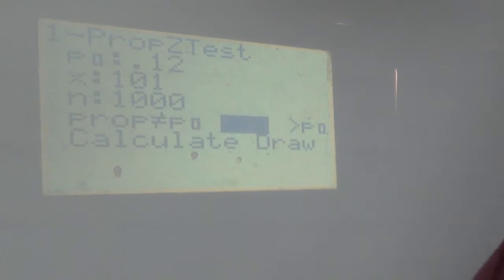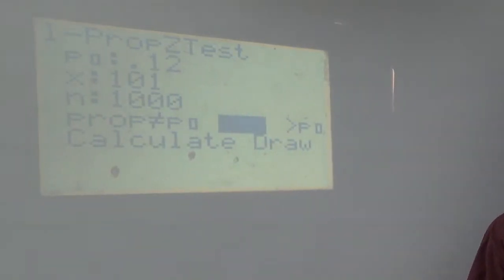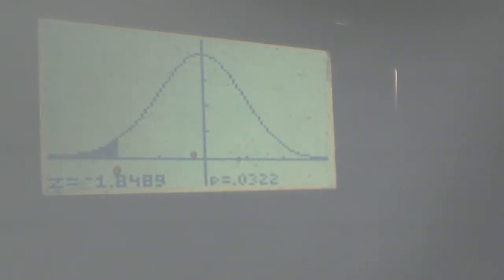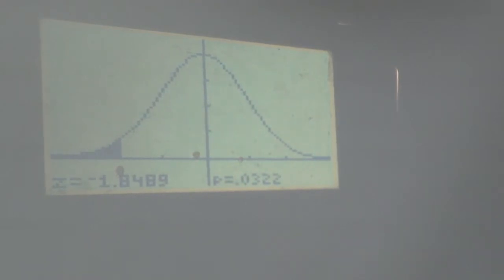Two choices now. You can calculate it or draw it. I like drawing it, personally. And this might look familiar to you. Does it look familiar? Yes! It's the same p-value that I calculated for you using normal. Make sure you pick the correct sign.